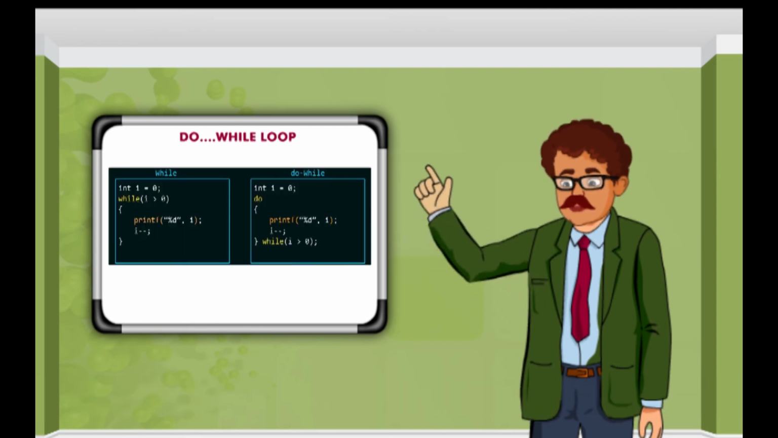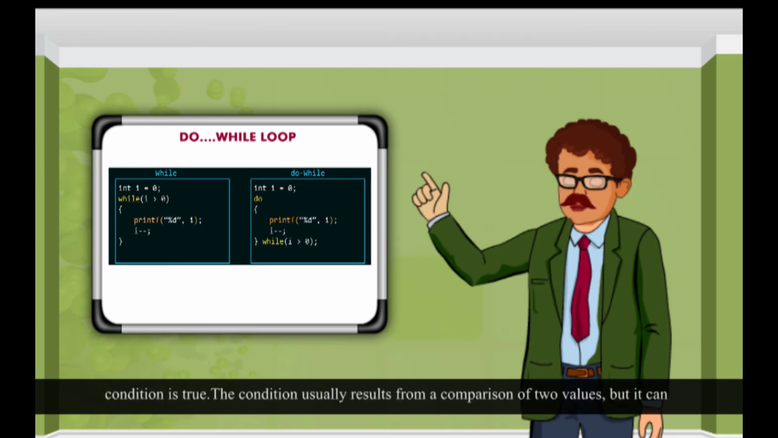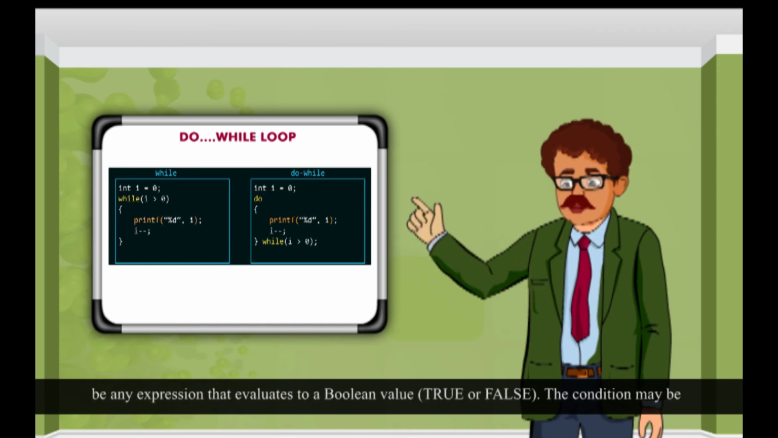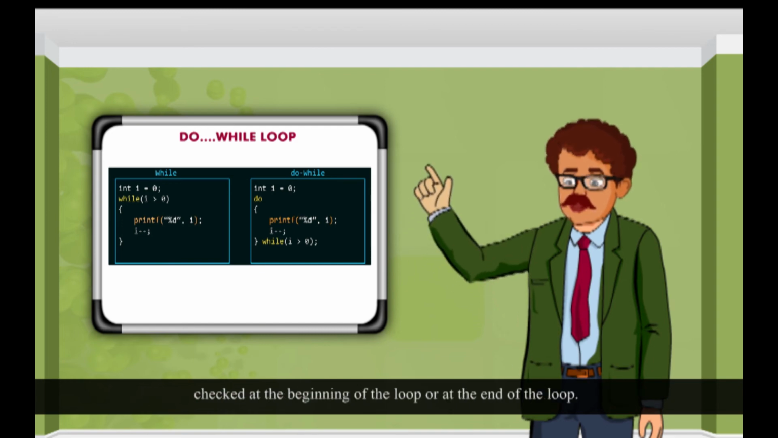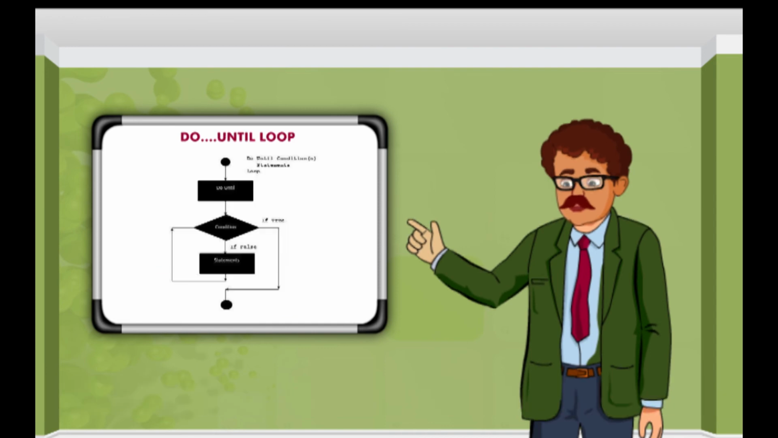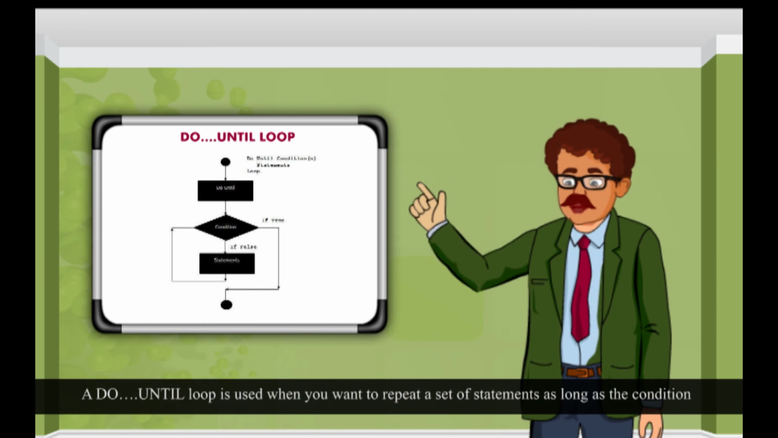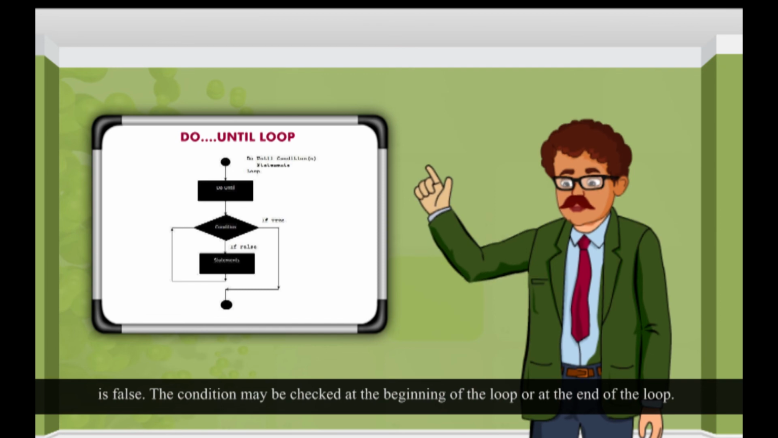Do while loop. A do while loop is used when we want to repeat a set of statements as long as the condition is true. The condition usually results from a comparison of two values, but it can be any expression that evaluates to a Boolean value, true or false. The condition may be checked at the beginning of the loop or at the end of the loop. Do until loop. A do until loop is used when you want to repeat a set of statements as long as the condition is false. The condition may be checked at the beginning of the loop or at the end of the loop.